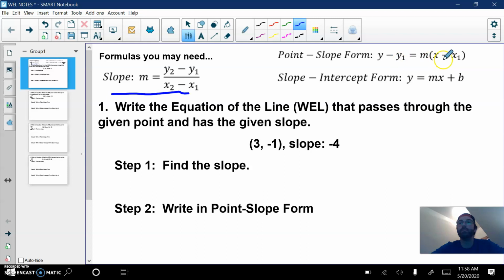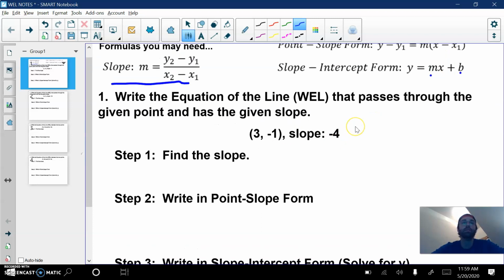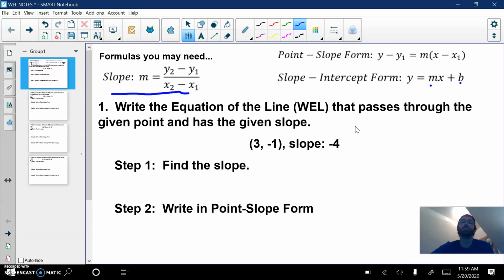If I'm given a point and a slope, if I have my slope here, then this is my point-slope form. In slope-intercept form, b is our y-intercept. Slope-intercept, and point-slope, a slope and a point. So I'm going to show you how to use each of these. For the first two, we're going to be given a point and the slope, and for the next two, we're going to be given two points.